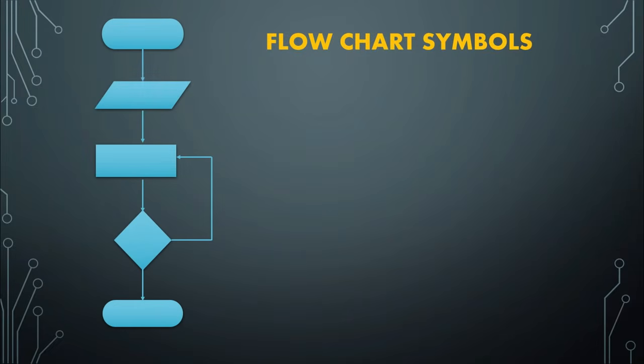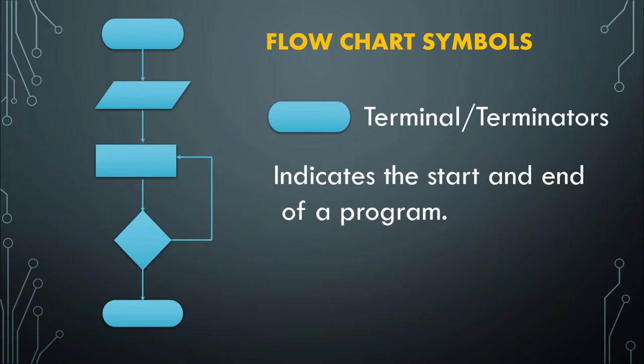Ito yung flowchart symbols. So, alam nyo na yung flowchart symbols, pero rundown lang natin saglit para maintindihan nyo mamaya yung mga examples ko na may flowchart. So, this one, ang tawag dito ay terminal or terminators. Usually, indicates the start and end of a program. So, usually, dito sila sa taas, tsaka sa baba. Start and end.